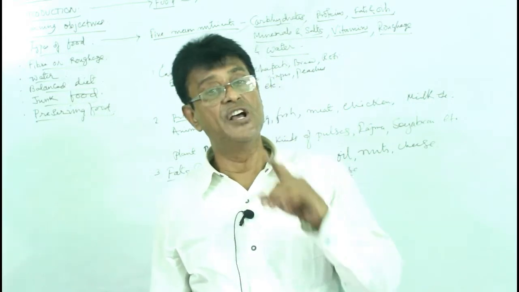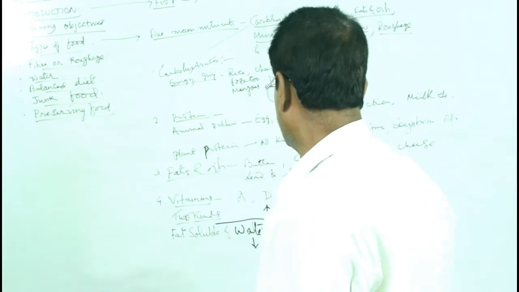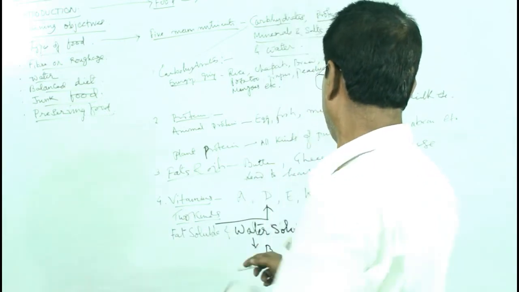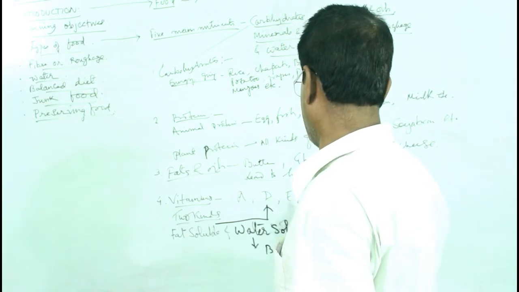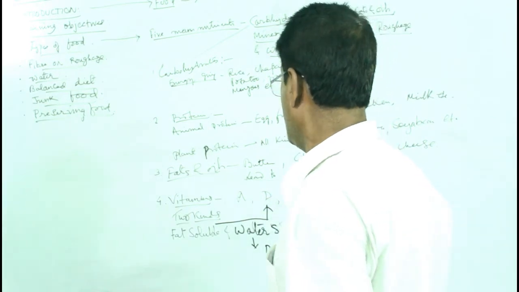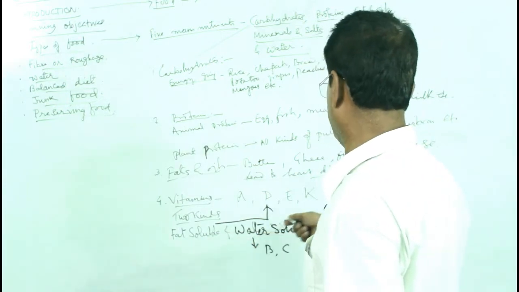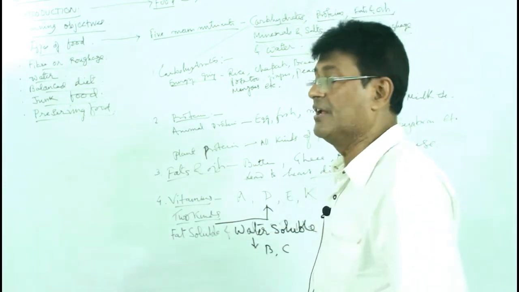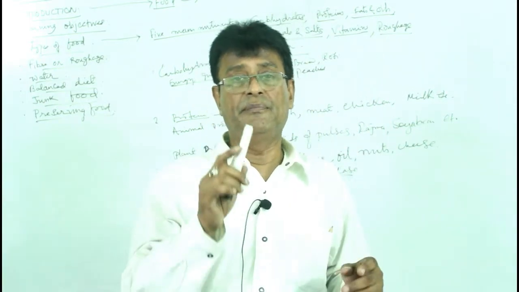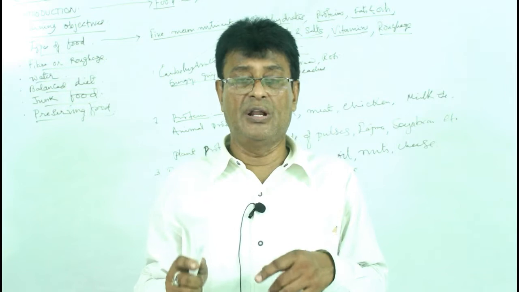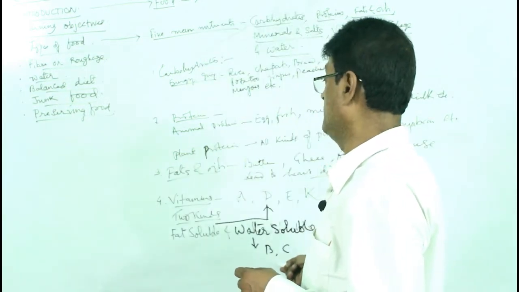These are the two types: fat soluble vitamins and water soluble vitamins. Fat soluble vitamins are vitamin A, vitamin D, vitamin E and vitamin K. And water soluble vitamins are vitamin B and its group, vitamin B1, B2, B12 and vitamin C. These are the water soluble vitamins.